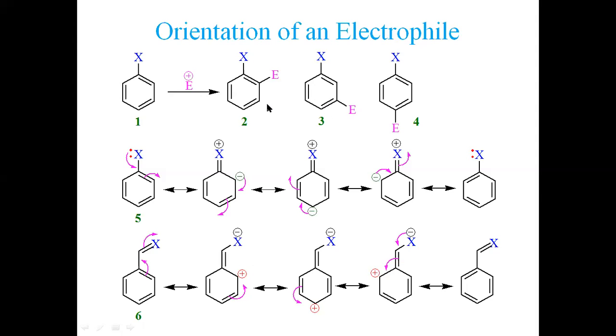So on such a basis, we can classify that there are two types of X. It may be an ortho-para director or it may be only a meta director. These are the two categories of such rings. Now let's see, in the next slide I have exemplified these.